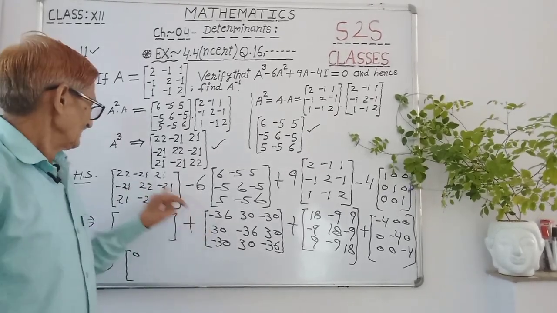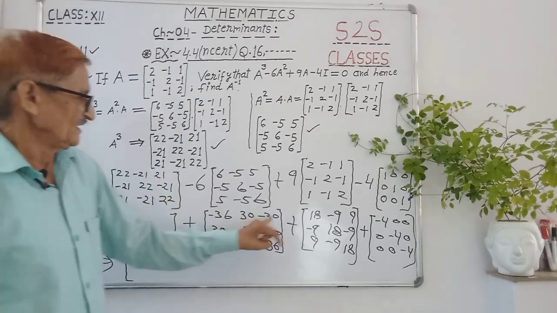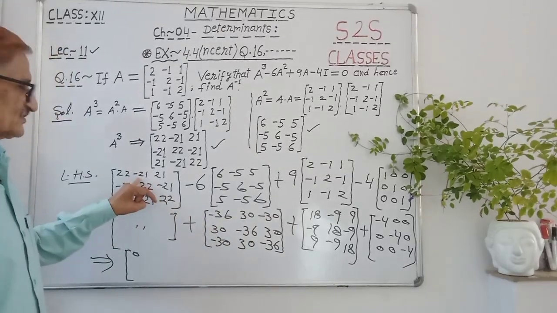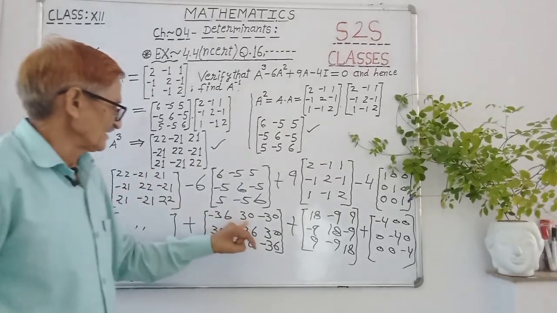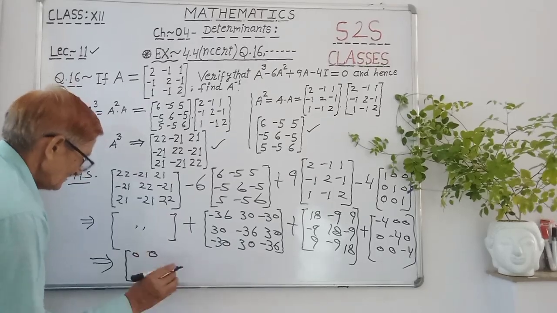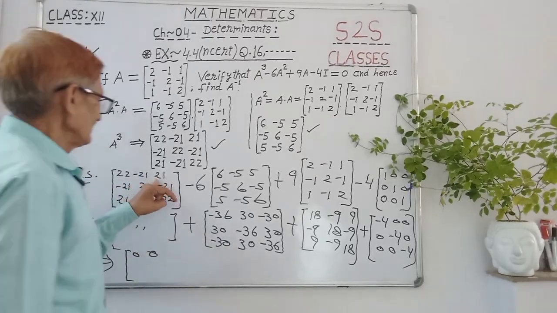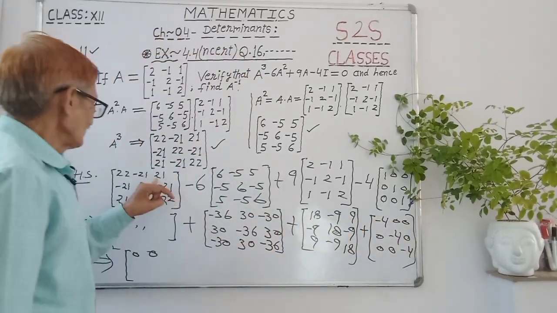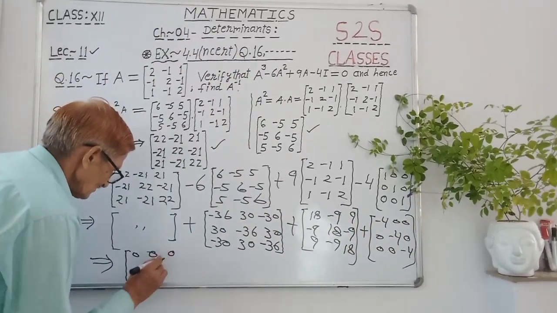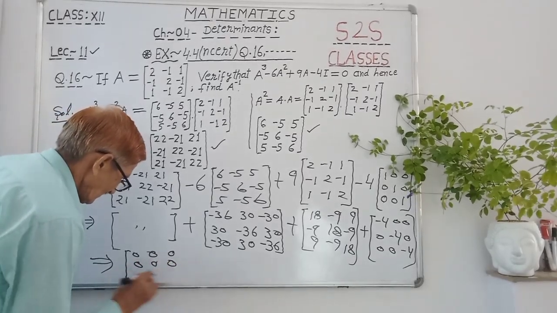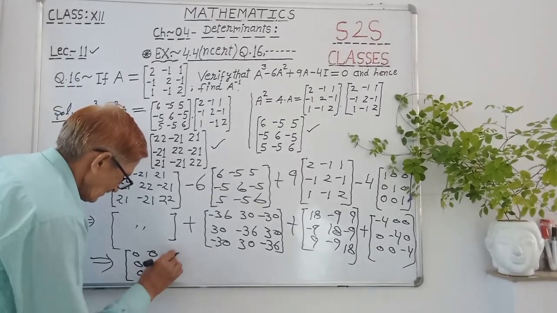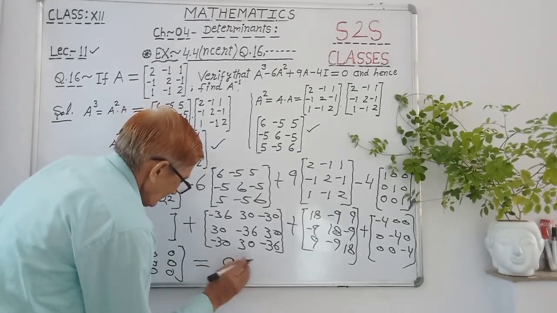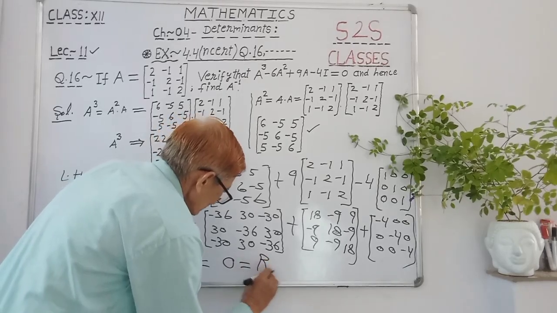Now second element, minus 21 plus 30 minus 9 and 0. तो minus 9 and minus 21, तो minus 30 and plus 30, then 0. Similarly, you will see third element, 21 minus 30 plus 9 plus 0. So 9 and 21, 30 and minus 30, 0. So like this, you can check all will be 0. Then equal to 0. Equal RHS, 0 matrix.